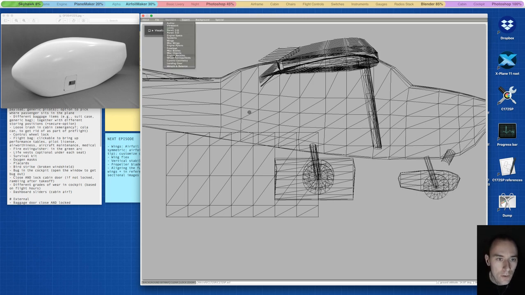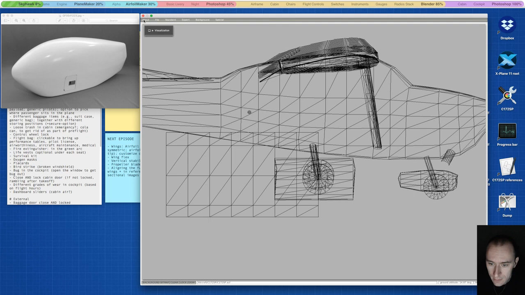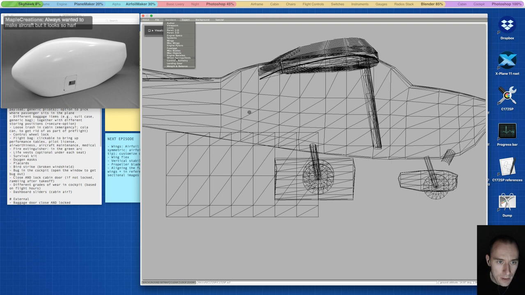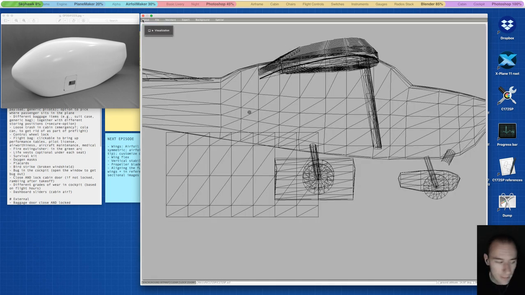Standard wheel fairings. That's 1, so let's 9. Oh, that's not what I wanted to do. Oops. Wheel fairings Z. That doesn't do anything. 1.1 was it? Yeah.